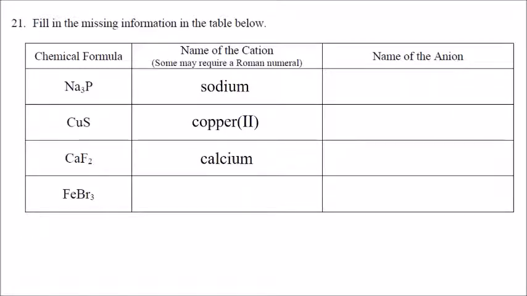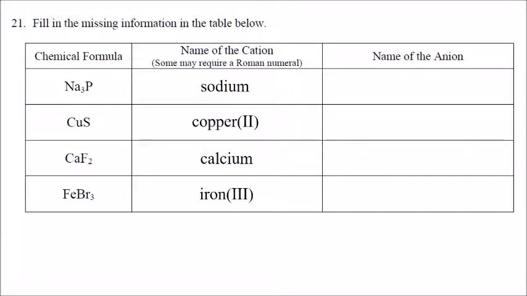Calcium is just called calcium. No Roman numeral because calcium is always +2. Iron, again, is a transition metal, and because there are 3 bromide ions, which are each worth -1, that means the total charge on iron must be +3. So Roman numeral 3 is included in the name, iron, Roman numeral 3.